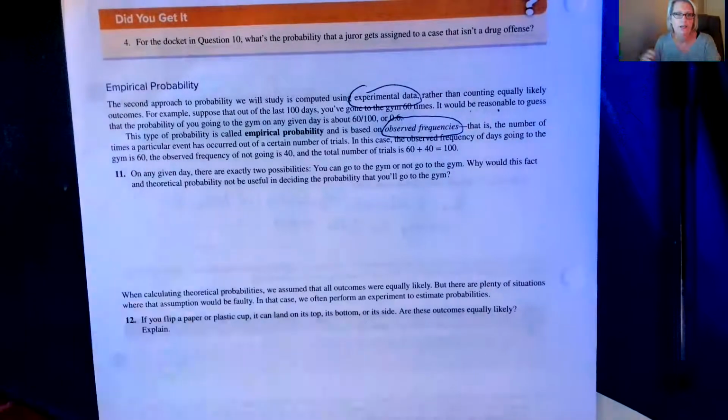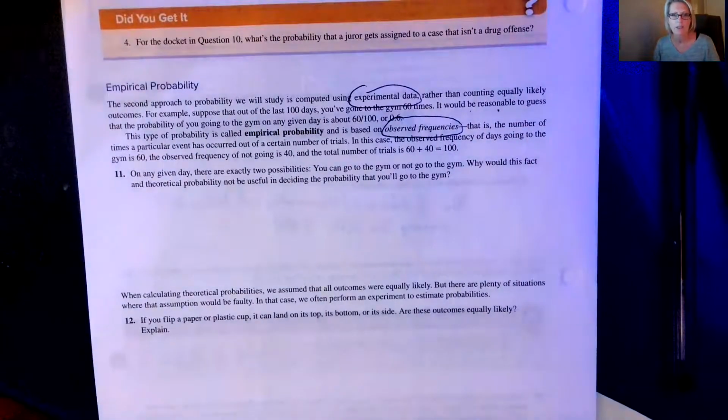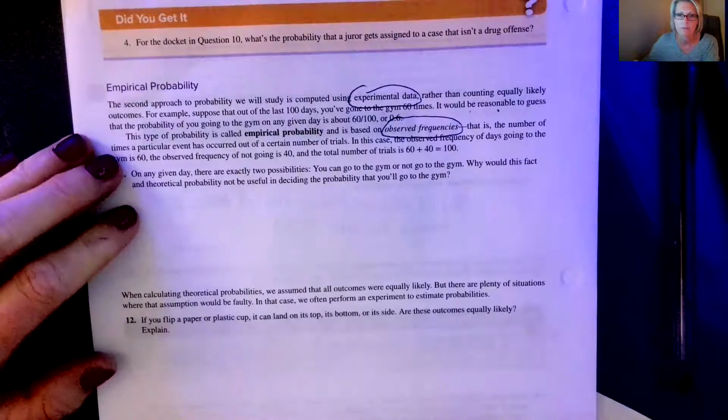So let's look at 11. On any given day, there are exactly 2 possibilities. You go to the gym or not go to the gym. Why would this fact and theoretical probability not be useful in deciding the probability that you'll go to the gym?